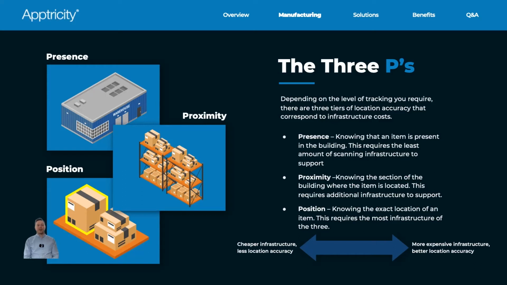Again, if we go back to the example of warehouse management assets, just knowing that the assets are in the warehouse isn't good enough.